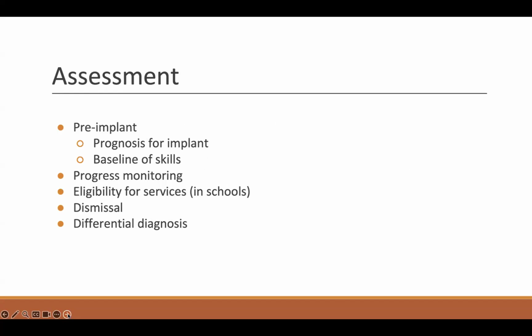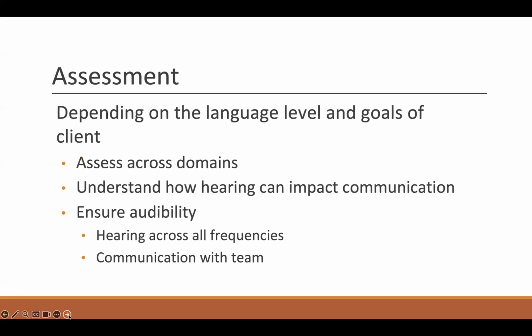So there's a variety of assessments that we might do. Sometimes a speech language pathologist can be involved with a pre-implant evaluation. We can potentially look at a prognosis for how an individual would do with a cochlear implant. We might also be looking at the baseline of skills. Speech language pathologists can be involved with progress monitoring and also in eligibility for school services. Sometimes we're involved in looking at dismissals when an individual has made enough progress. And then sometimes we're also involved with differential diagnosis.